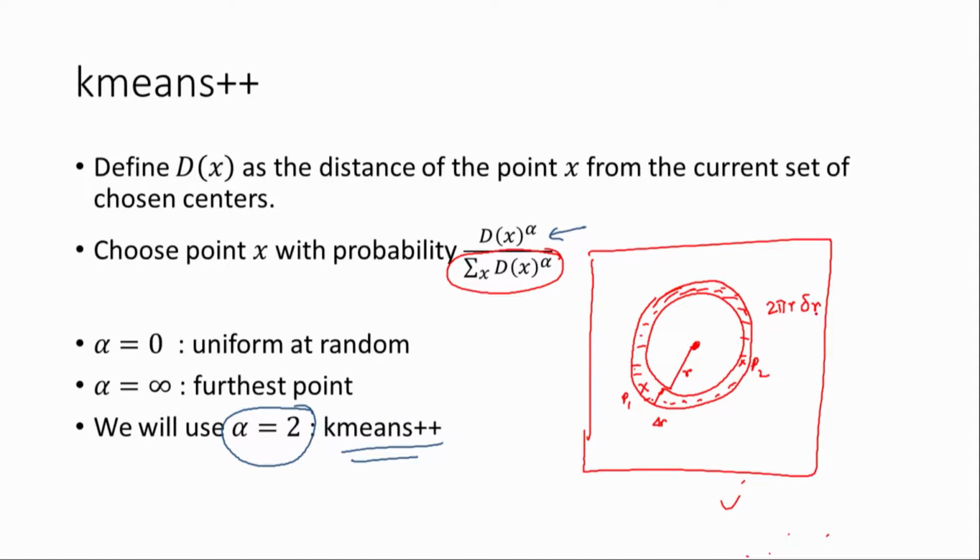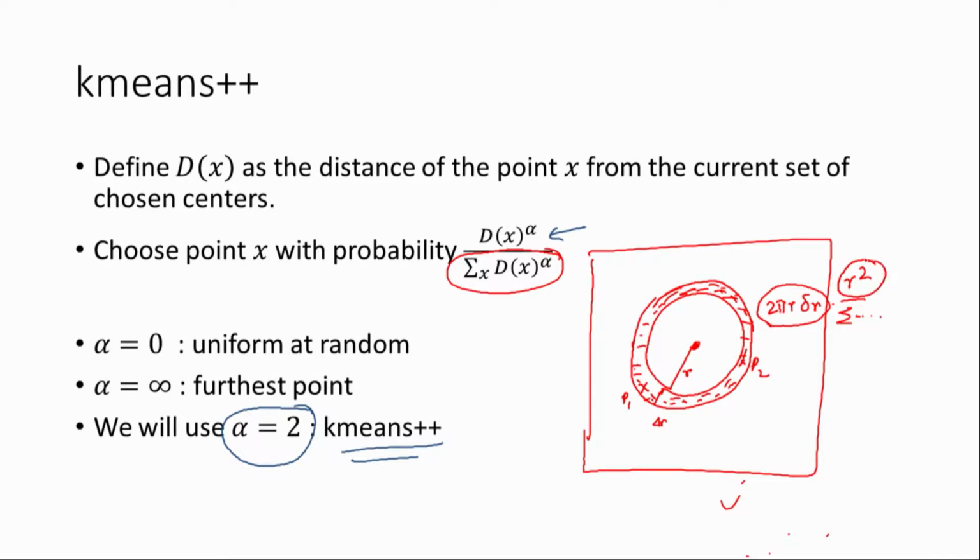Each of them has a probability of being chosen that's proportional to r squared divided by whatever the sum is. So this is the probability of the next point being chosen at distance r. This still increases with r, because this is increasing with r. So this entire probability is increasing with r, which means the probability that the next point will be chosen at a larger distance is much higher than the probability that it will be chosen at a smaller distance.